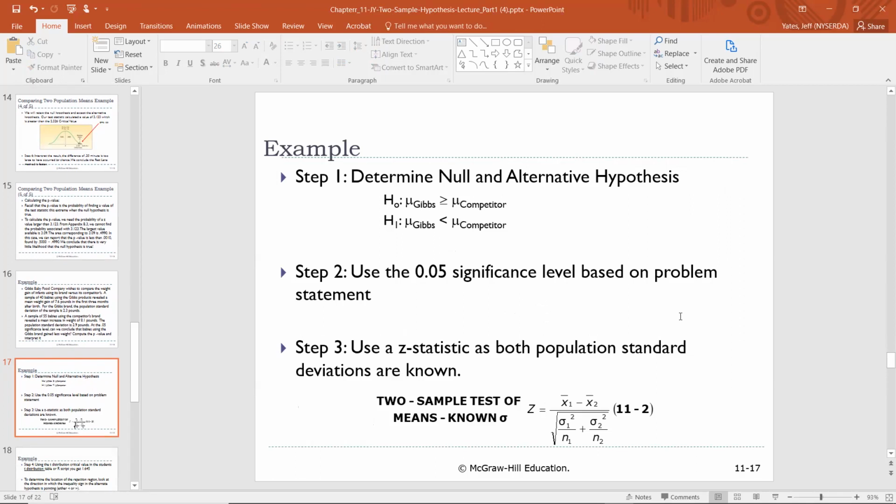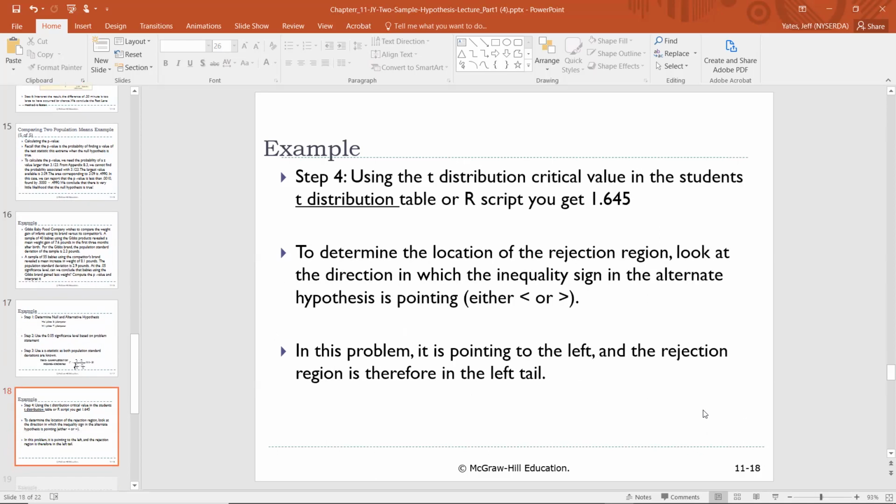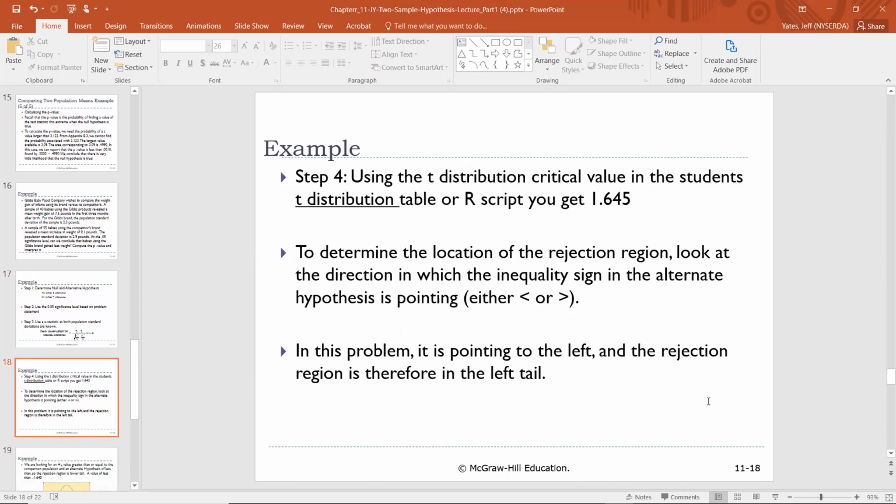So what is our null hypothesis here? Well, that the mean of the Gibbs is greater than the competitor. Otherwise, the Gibbs is less than the competitor. If we use the 0.05 significance level, and we know the population standard deviations, and we know the means of both of these samples, it's a matter of just plugging it right into the formula. 1.65 for our critical value. And in this problem, the rejection region is pointing to the left, so the critical value is pointing to the left, and the rejection region is in the left tail.